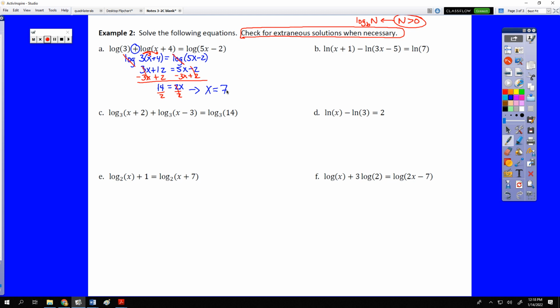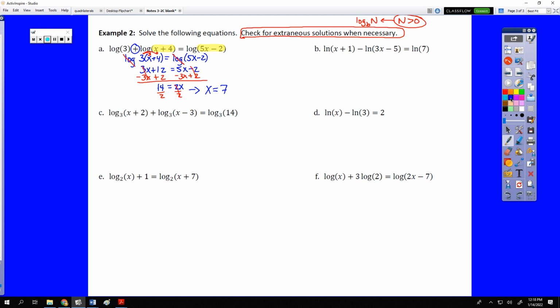Now, the check for extraneous solutions bit is very simple. We need to take that 7 and examine whether or not these expressions are positive when we plug in 7. So 7 plus 4 is 11. That's a positive number, so that's not a problem. And 5 times 7 minus 2 would be 35 minus 2, or 33, which is positive.